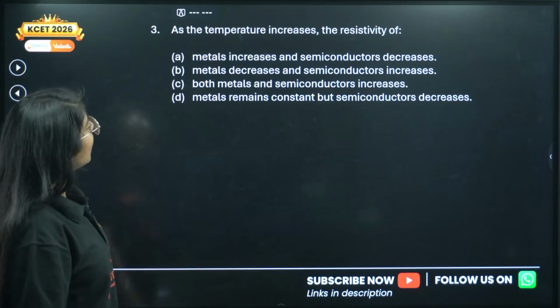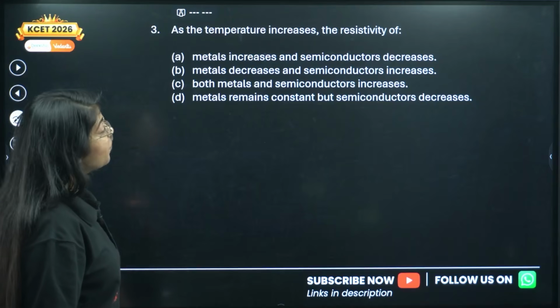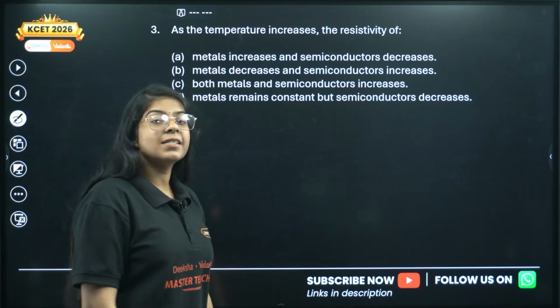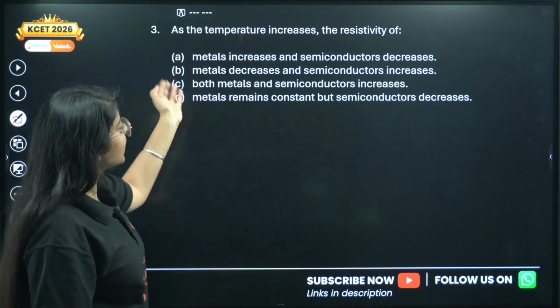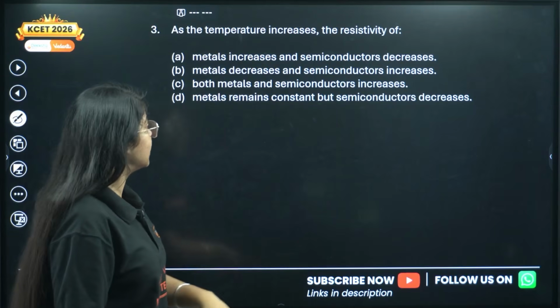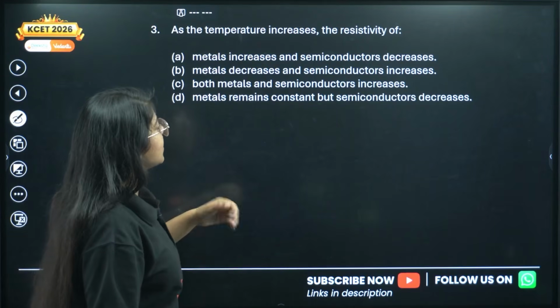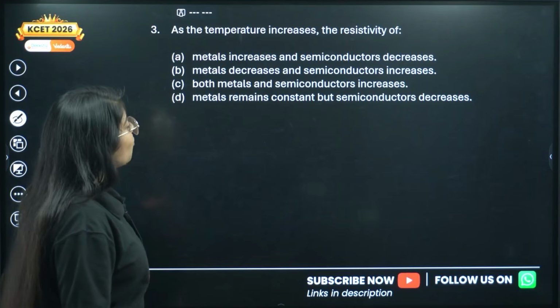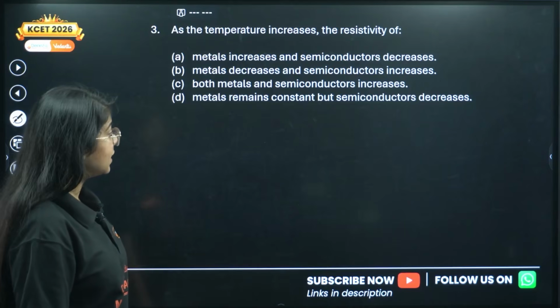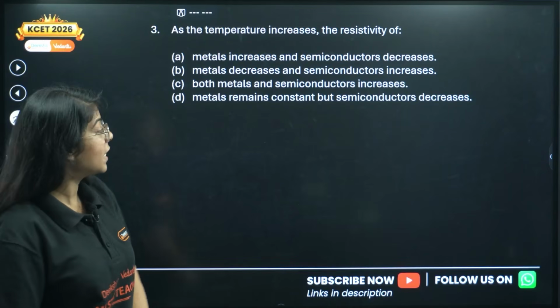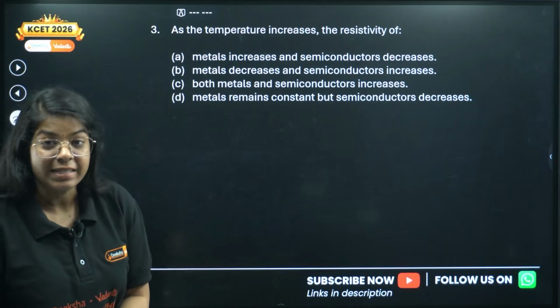Correct? Third question says, as the temperature increases, the resistivity of metal increases and semiconductor decreases. Metals decreases and semiconductor increases. Both metals and semiconductor increases. Metal remain constant but semiconductor decreases.